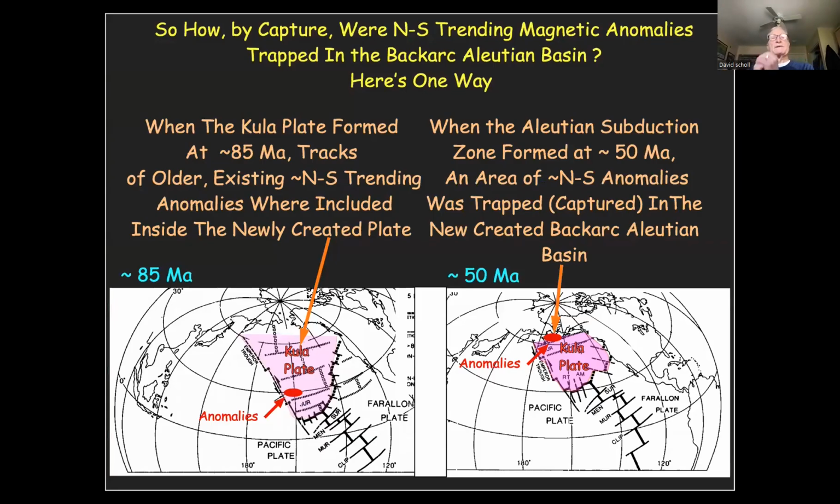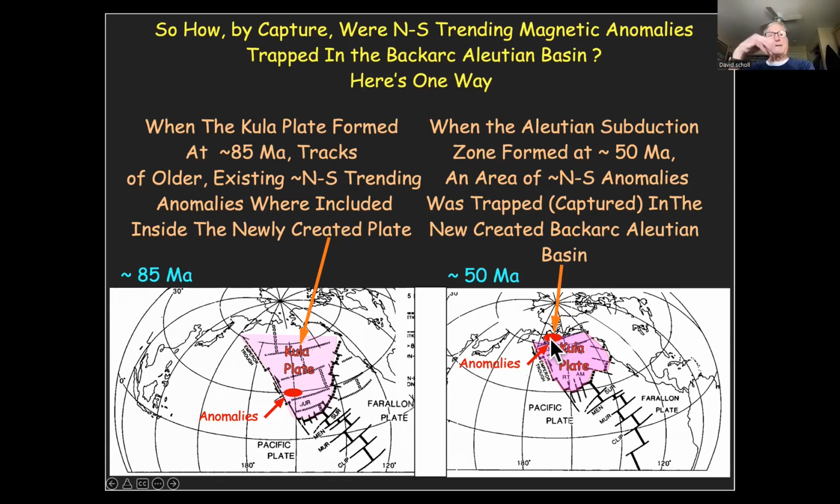So how do we do that? This is just one idea. How do we capture north-south trending magnetic anomalies in the back arc Aleutian Basin? Well, here's one way. When the Kula plate formed at about 85 Ma, tracks of older existing north-south trending anomalies were included inside the newly captured plate. Kula plate forms here at 85, and it's got a bunch of older plate system up there, and you can imagine that you had some north-south anomalies on that. When the Aleutian Arc forms, it simply grabs a piece of that. So that's just a way to go about doing that.